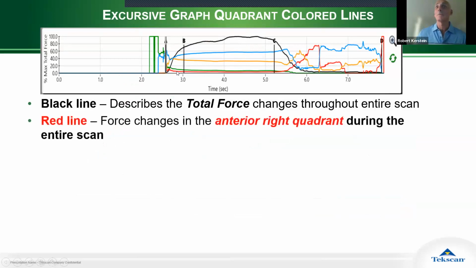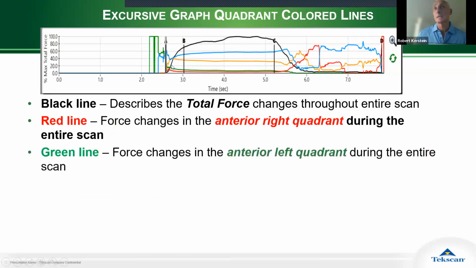The red line now represents the anterior right quadrant. So in the closure part, the anterior right quadrant doesn't have much force, but in the excursion, it tries to work, but it can't really work because the orange and blue quadrants are very involved in this patient. The green line represents the anterior left. So again, being an anterior quadrant has less force than the posterior quadrants.